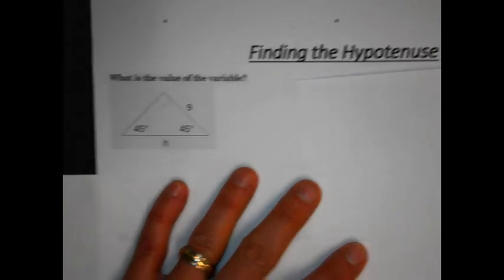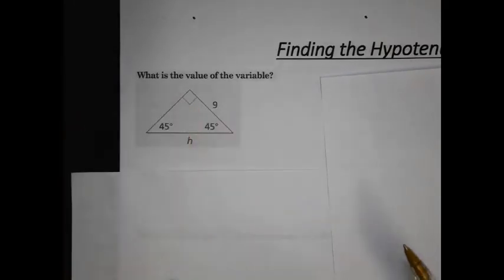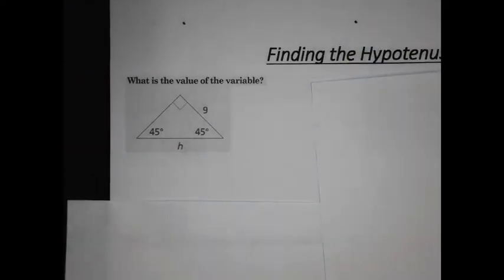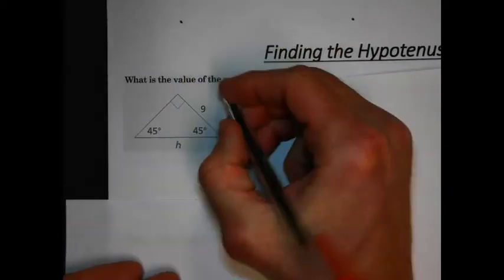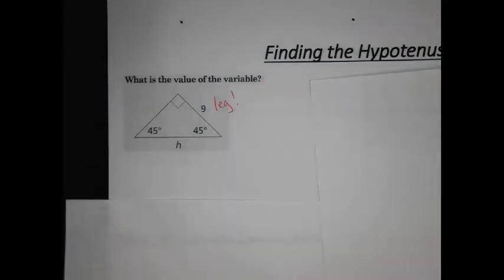We have, of course, a 45-45-90 right triangle. The question is, what is the value of the variable? Okay, well, what are we given? We're given 9, and is 9 a leg or the hypotenuse? 9 is the leg. So what does that mean for the hypotenuse?